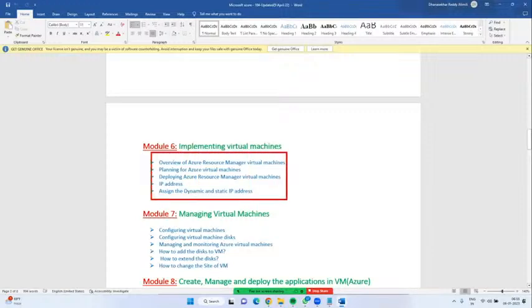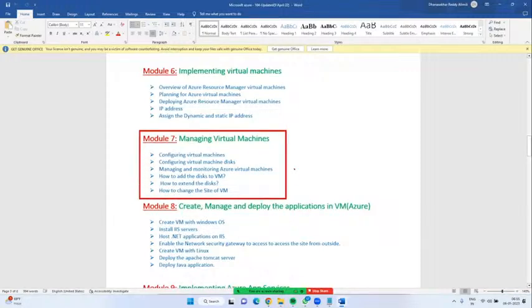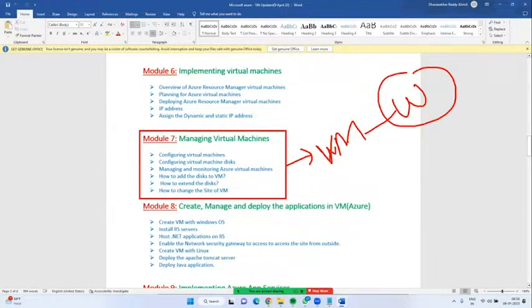Next, in the virtual machines, we have to configure IP address or assign dynamic and static IPs. How we can assign that, we will see in module 6. Module 7, I will show you how to deploy the virtual machine with Windows operating system. For this Windows operating system, how to add the disk, how to extend the disk, how to troubleshoot if we get any issues in OS disk. That we will see in module 7.